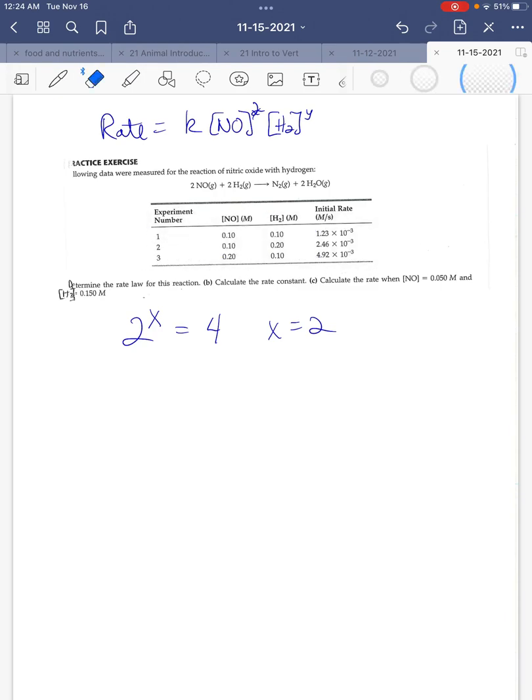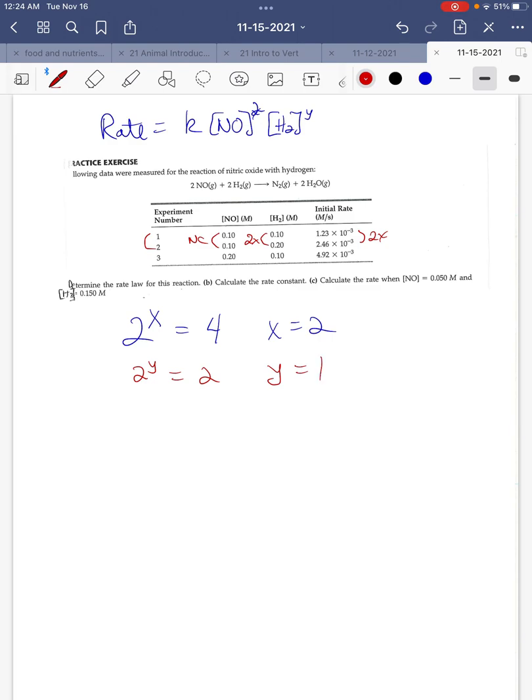And then let's look for one where H2 changes while NO2 stays the same. I think 1 and 2 will accomplish that. So this is no change, this is 2 times, this is 2 times. So if the rate doubles when the concentration doubles, 2 to the y then equals 2, so y equals 1.